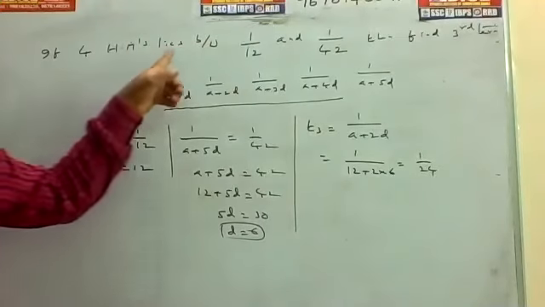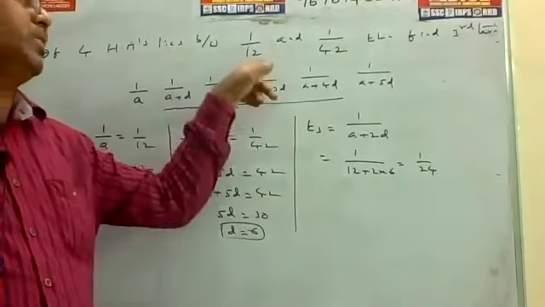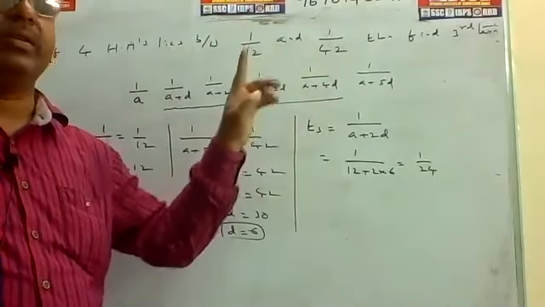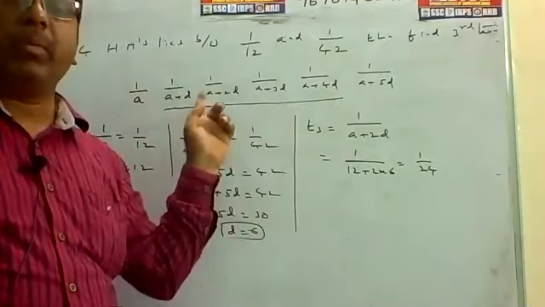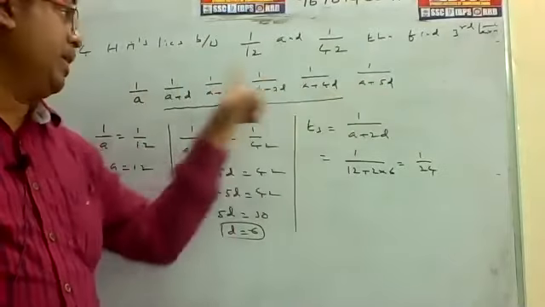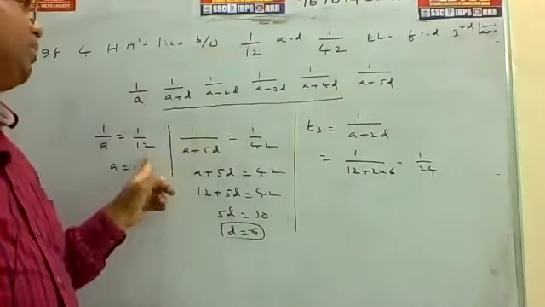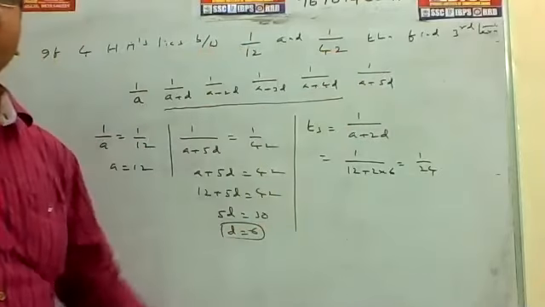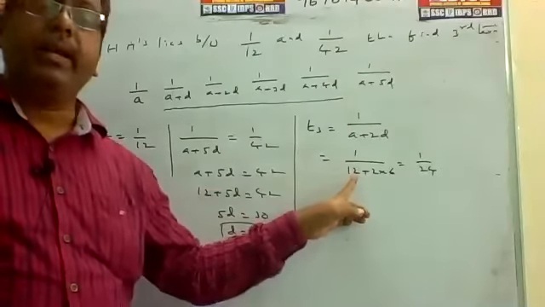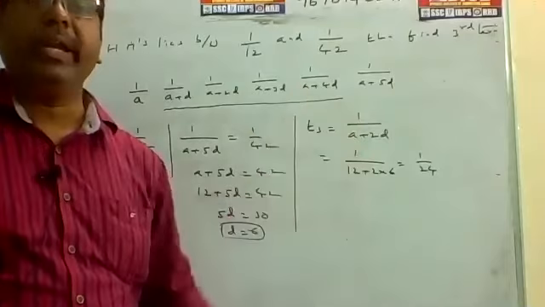So in between these two, 4 HMs are there. The total is 6 terms. The series is 1 by a, 1 by a plus d, and so on. First and last were given. 1 by a is equal to 1 by 12, and 1 by a plus 5d is equal to 1 by 40. We are finding the values of a and d. Substituting, the third term is 1 by a plus 2d.